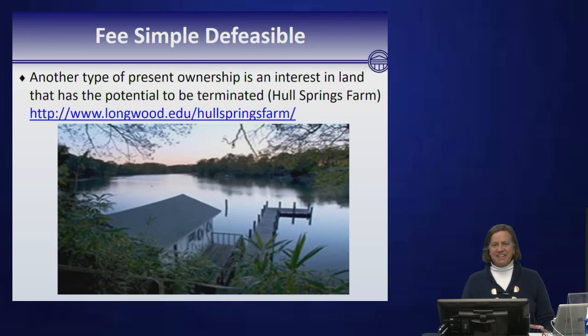It's beautiful, right? So this is a piece of property that was devised to Longwood University by an alum. And so long as this beautiful piece of property is used for educational purposes, it belongs to Longwood. If it ever ceases to be used for educational purposes, then the interest would terminate. If you want to know more about Hull Springs Farm, take a look at the Longwood website. It's a beautiful, beautiful place.